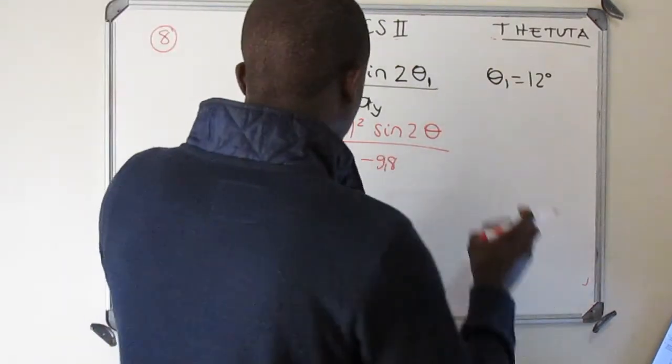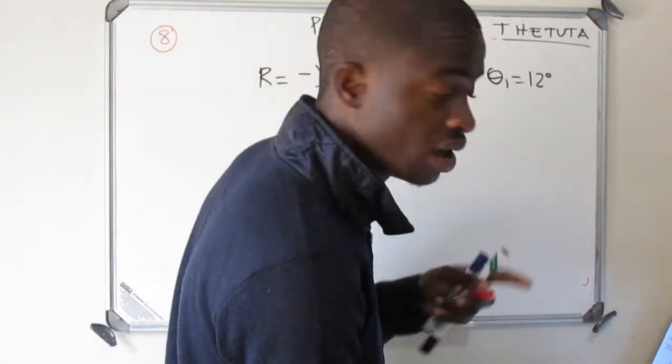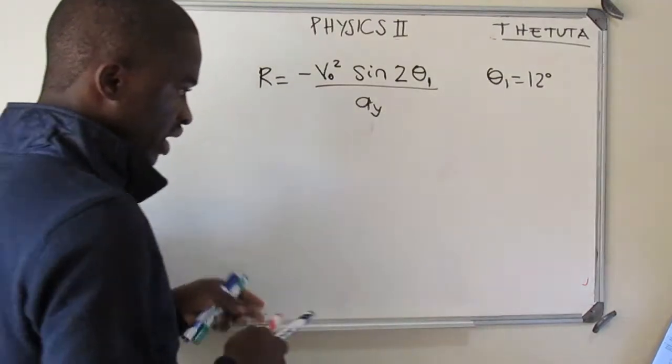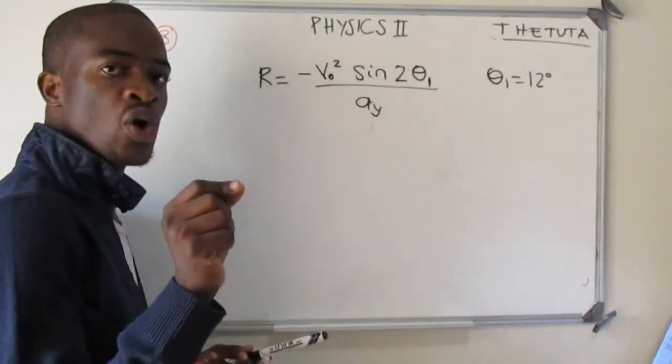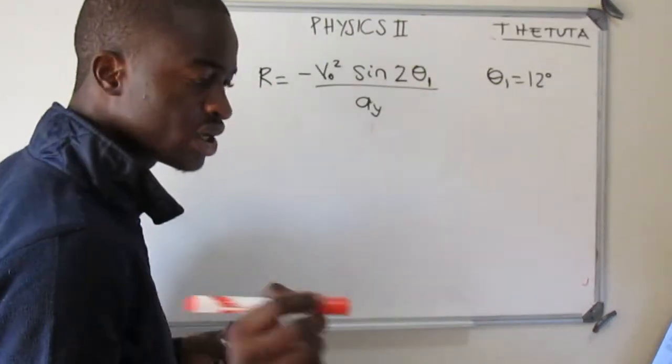But as we are not in question 7, we're going to do it in question 8. Okay, so let's continue with question 8. Now they say, what will be the angle in order for the range to double? So I'm going to write the second equation in rate.